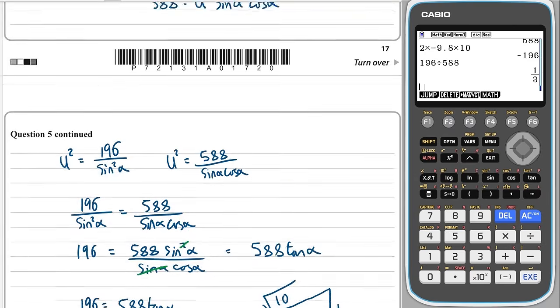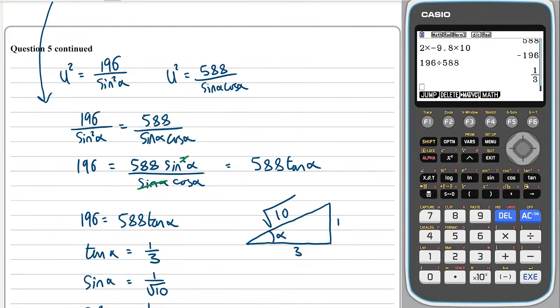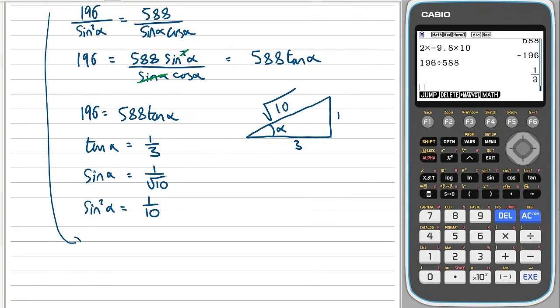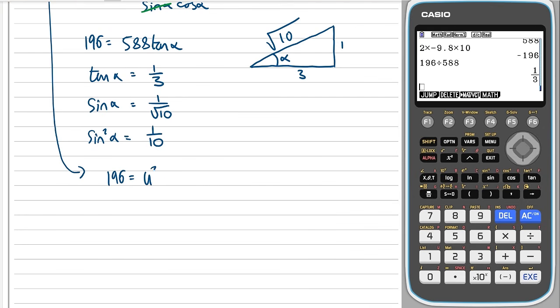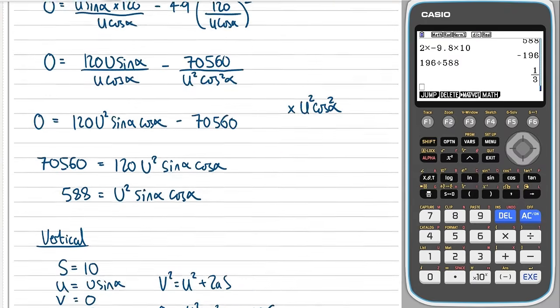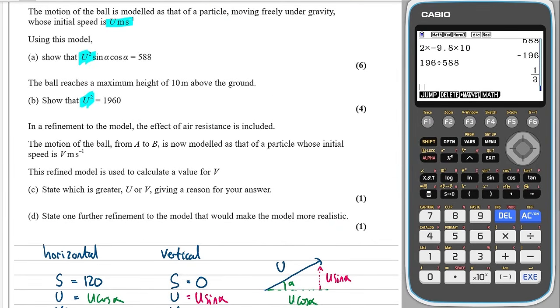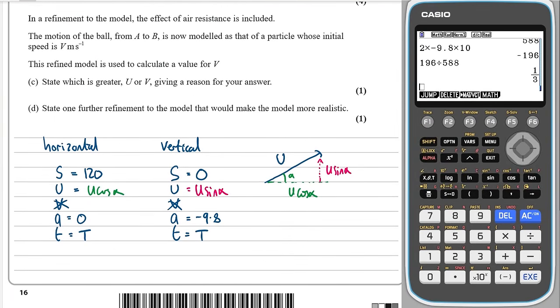And because of that, I can then take this equation down here. 196 is equal to u squared sine squared alpha. So 196 is equal to u squared times 1 over 10. So 1960 is equal to u squared, as required. Great. And a lot of work for this. That question was not easy. It's not obvious at all. So don't beat yourself up if you didn't get that right first time.